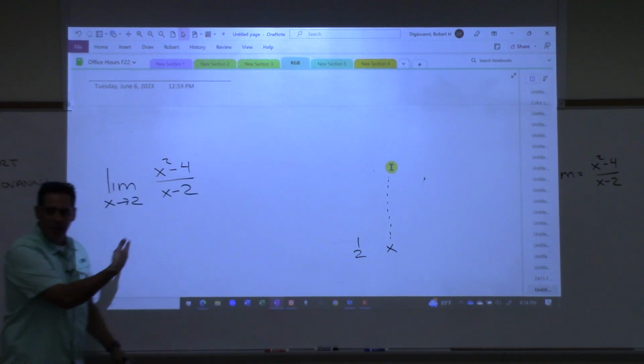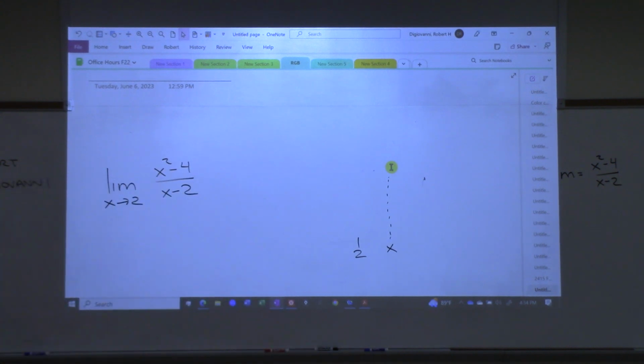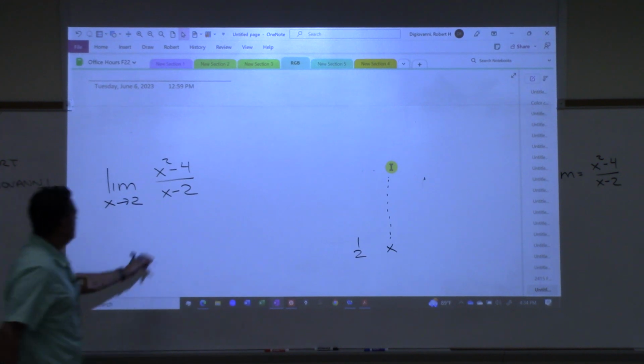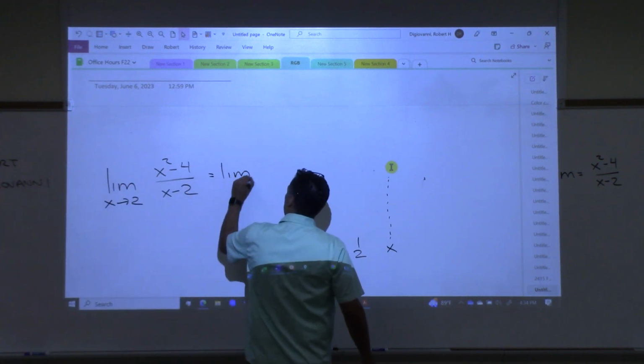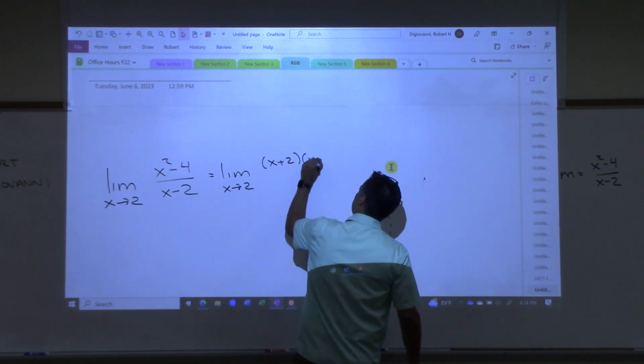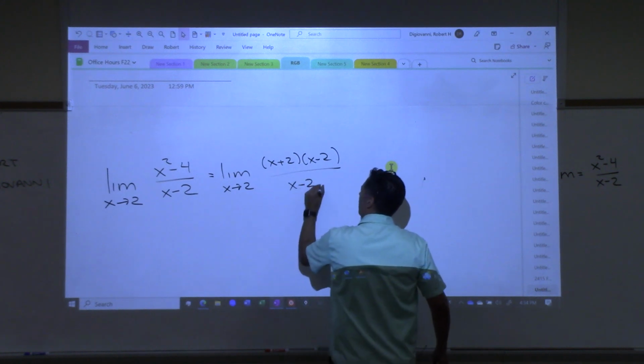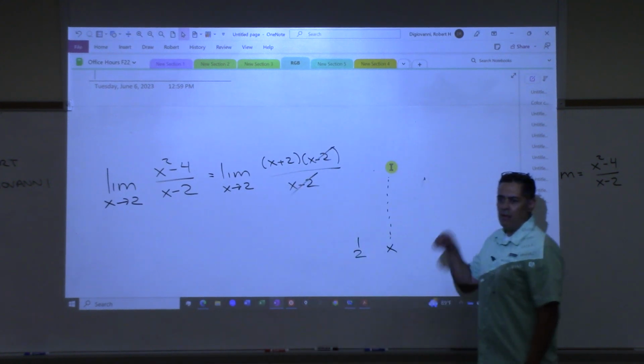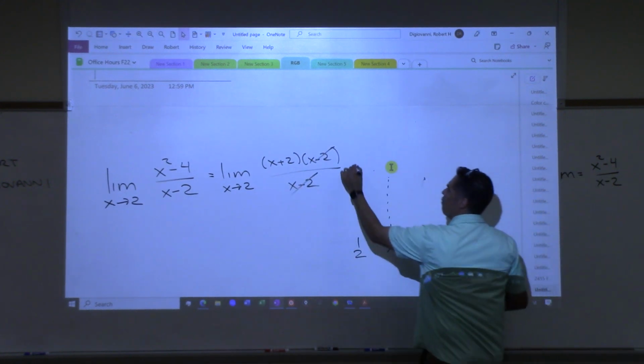And what happens if I ask you to do this? What do you get when you try and plug in 2? 0 over 0, right? It's okay. We've got algebra now. Difference of squares on top. Limit as x approaches 2, difference of squares on top. Cancel. Now let x go to 2. What do you get? 4.